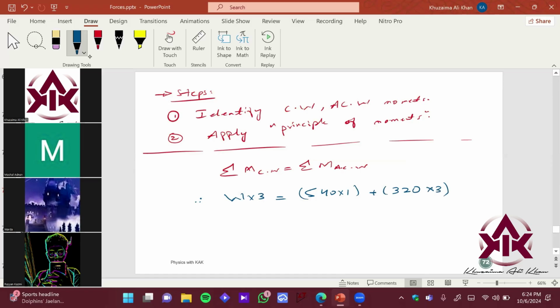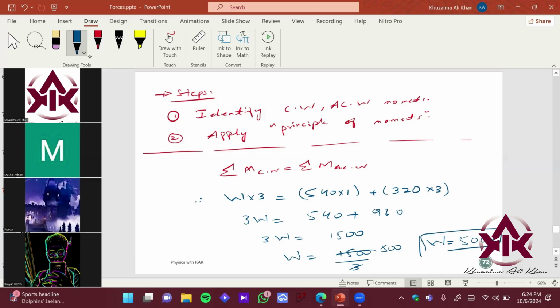So this is the equation. Just want to simplify it. It's going to be 3W equals 540 plus 320 times 3, which is 960. And what is 960 plus 540? It's 1500. And W equals what? 1500 divided by 3, that is going to be 500. So your weight, your W force should be exactly 500 newtons to balance out the lever. So that is your answer.